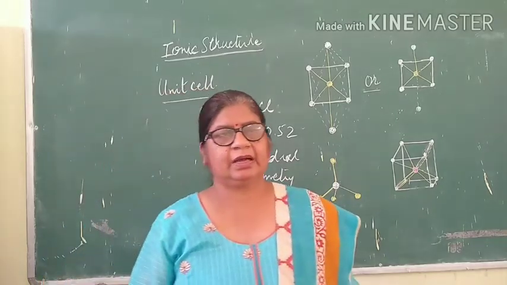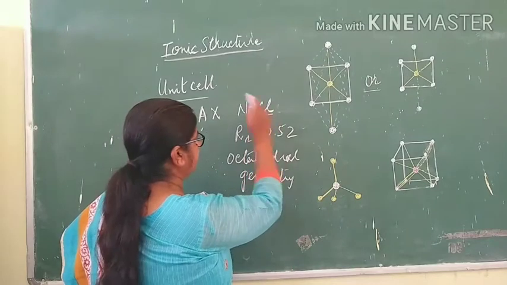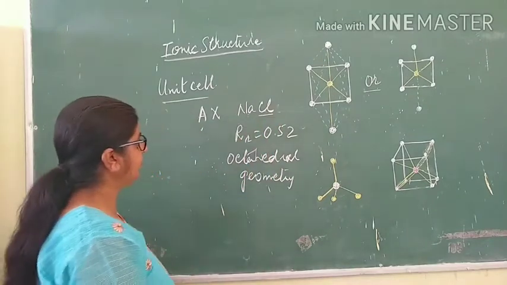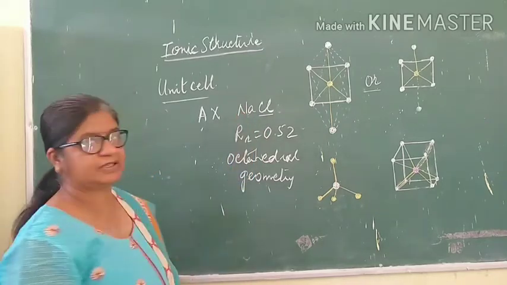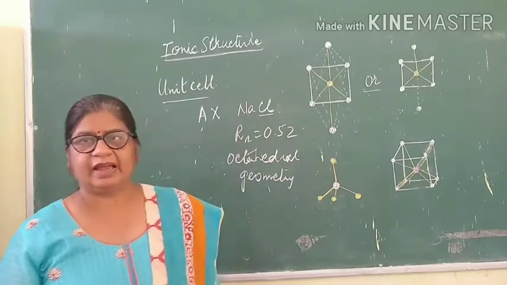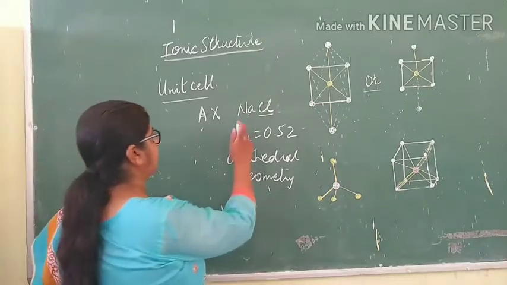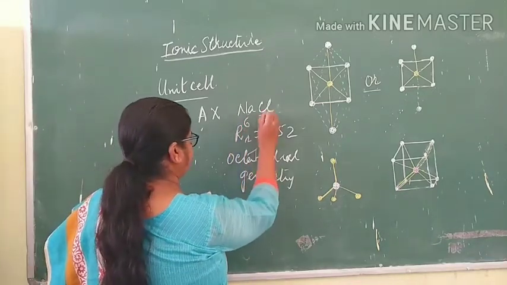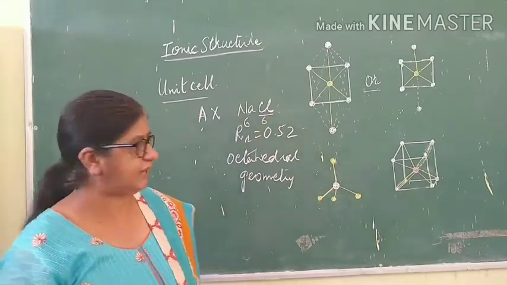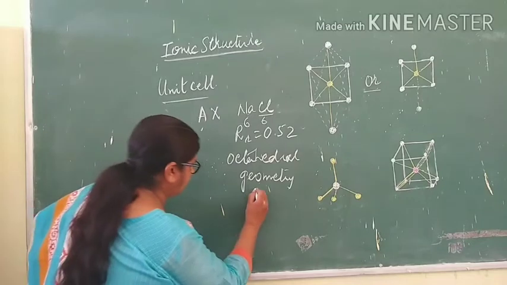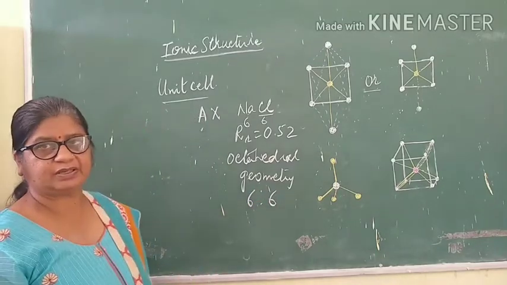Here, a sodium ion is surrounded by 6 chloride ions. Similarly, a chloride ion is surrounded by 6 sodium ions. Hence, the coordination number for sodium is 6, and the same for the chloride ions. This type of arrangement is known as a 6:6 arrangement.